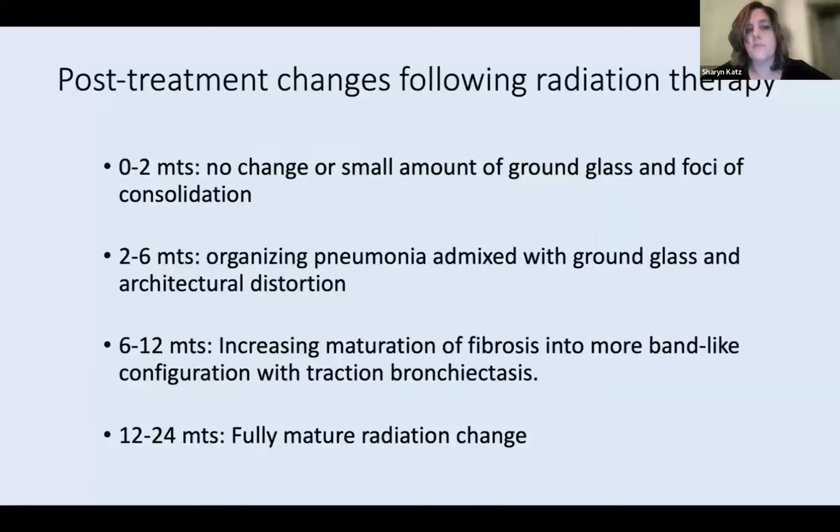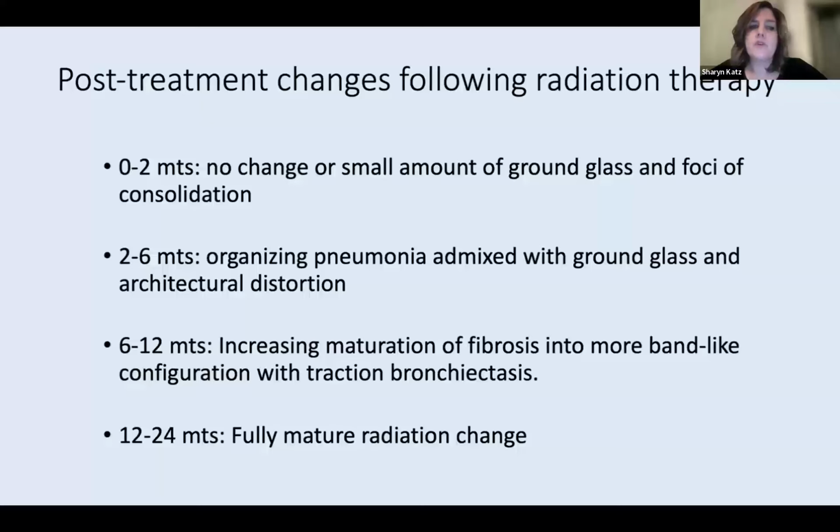Then, towards the end of that 2 to 6 month window, you start to have evolution to a more band-like mature fibrosis that continues to retract, typically into a band-like morphology, although sometimes it retracts into a more mass-like morphology, and that can be tricky to interpret if you don't have the whole spectrum of change, if you just have a single time point.